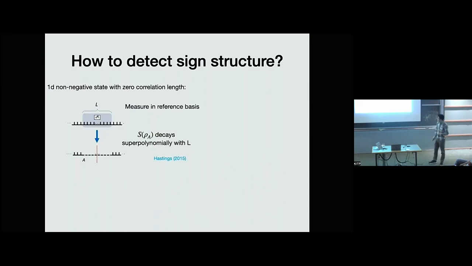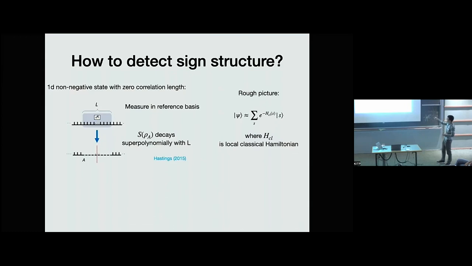Okay. And one picture for this is the following. Basically, such a sign-free state with zero correlation length can be approximately thought of as a coherent Gibbs state. It's basically a state in which these amplitudes are given by Boltzmann weights of some local classical Hamiltonian. Here, the locality follows from the zero correlation length assumption, and the classical part follows from the sign-free condition.